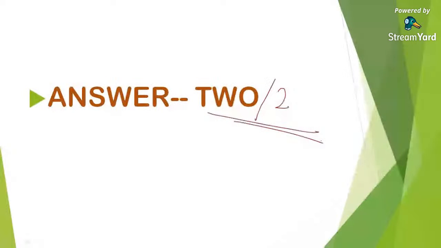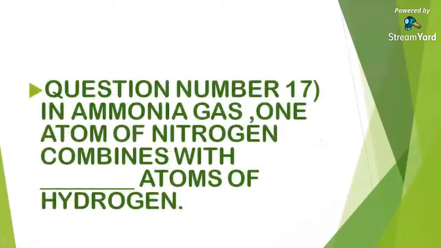Now, the next question is question number 17. In ammonia gas, one atom of nitrogen combines with dash atom of hydrogen. So what is the formula of ammonia?